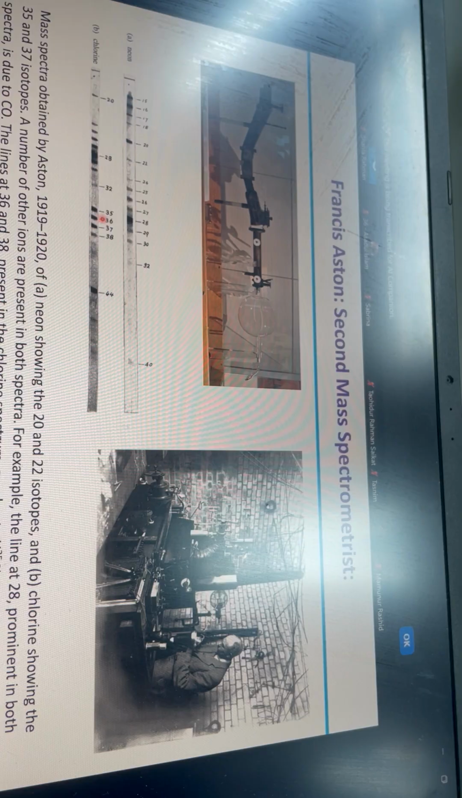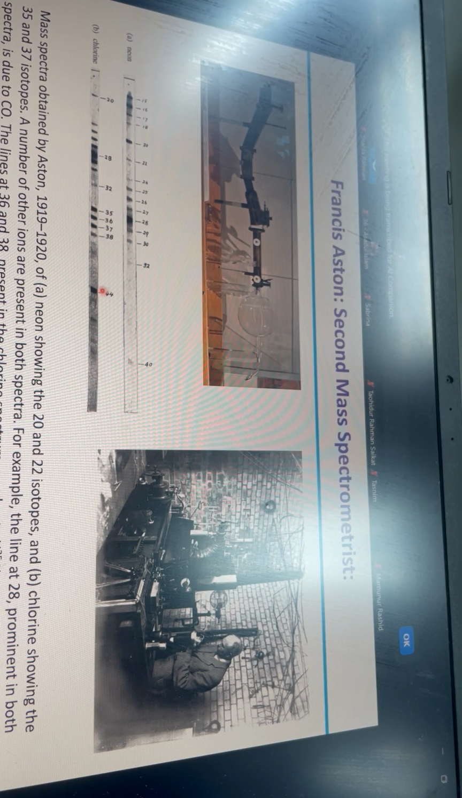So 35, 36, 37, 38. So then he was surprised whether chlorine has four isotopes or what. Then he realized actually no, it has two isotopes, 35 and 37. But chlorine sometimes in gas phase reacts with hydrogen, and it actually produces hydrochloric acid. 36 is hydrochloric acid with chlorine 35 isotope, and 38 is chlorine 37 with hydrogen.